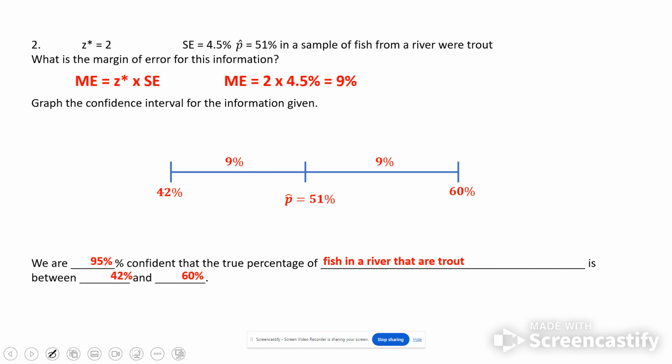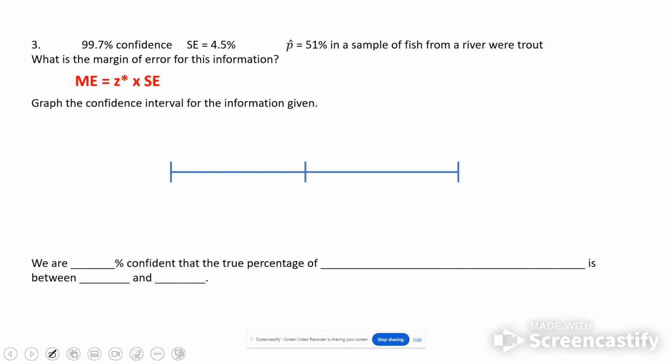All right, let's try another one. This time they didn't give us our Z star, but they gave us the confidence of 99.7. Y'all remember what 99.7 is? Is that a 1, a 2, or a 3? That's a 3, right? So because our confidence is 99.7, our Z star is going to be 3. Sometimes they give you the percentage confidence, sometimes they'll give you Z star. This time they gave us the confidence, so we're going to say that's 3 because it's 99.7. So 3 times 4.5%.